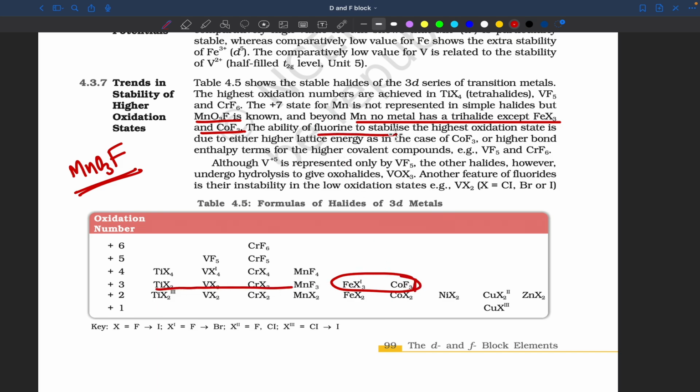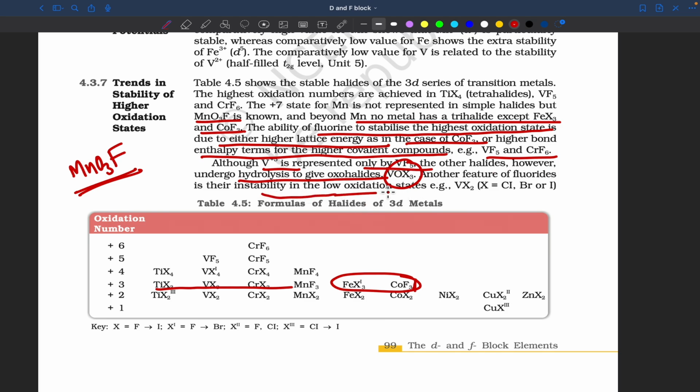The ability of fluorine to stabilize the oxidation states is due to its high lattice energy, in the case of CoF3. Higher bond enthalpy means higher covalent bonds, for example VF5, CrF6. Although vanadium is represented only by VF5, the other halides undergo hydrolysis to give oxohalides, that is VOX4, VOX3. Another feature of fluorides is instability in low oxidation states.